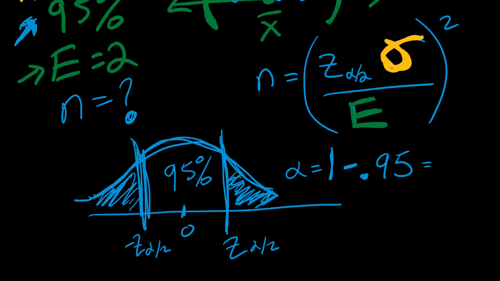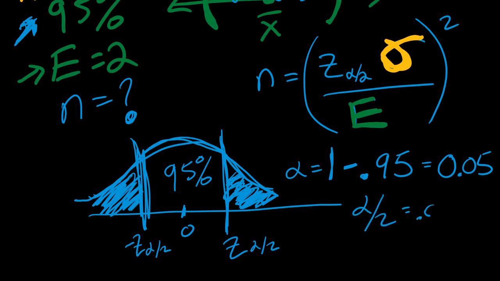So 1 minus 0.95 is 0.05, okay? And that alpha has to be split between these 2 different tails, right? So how much is in each tail is half of that, right? So alpha divided by 2 is 0.025. 0.05 divided by 2 is 0.025. So if I were to write that, 0.05 divided by 2 is 0.025.